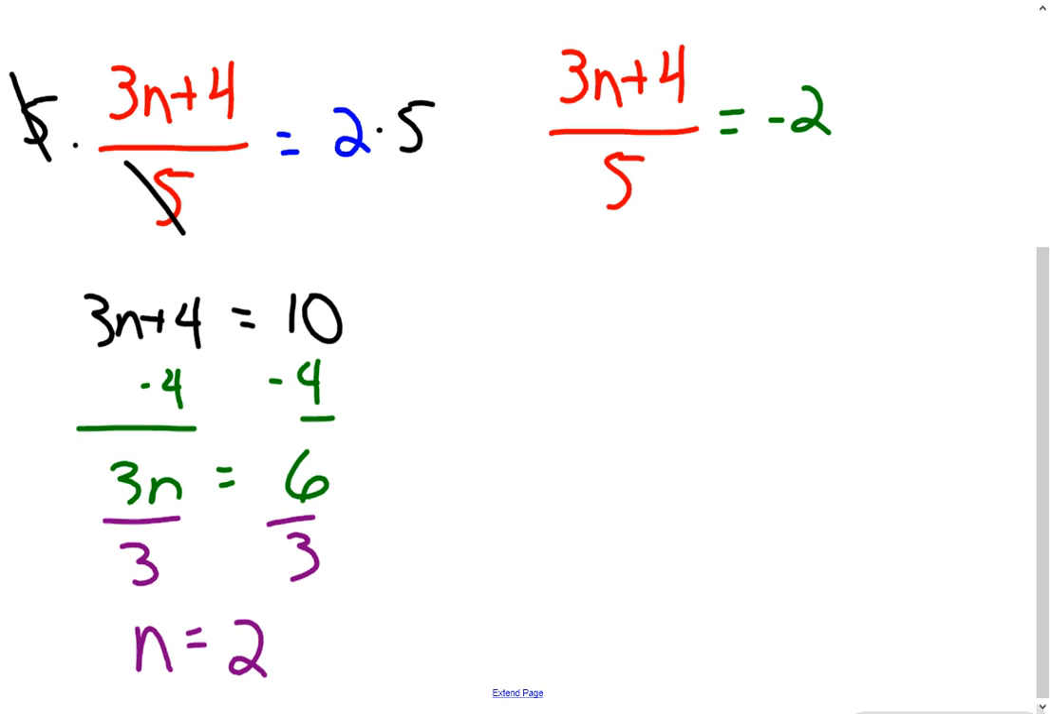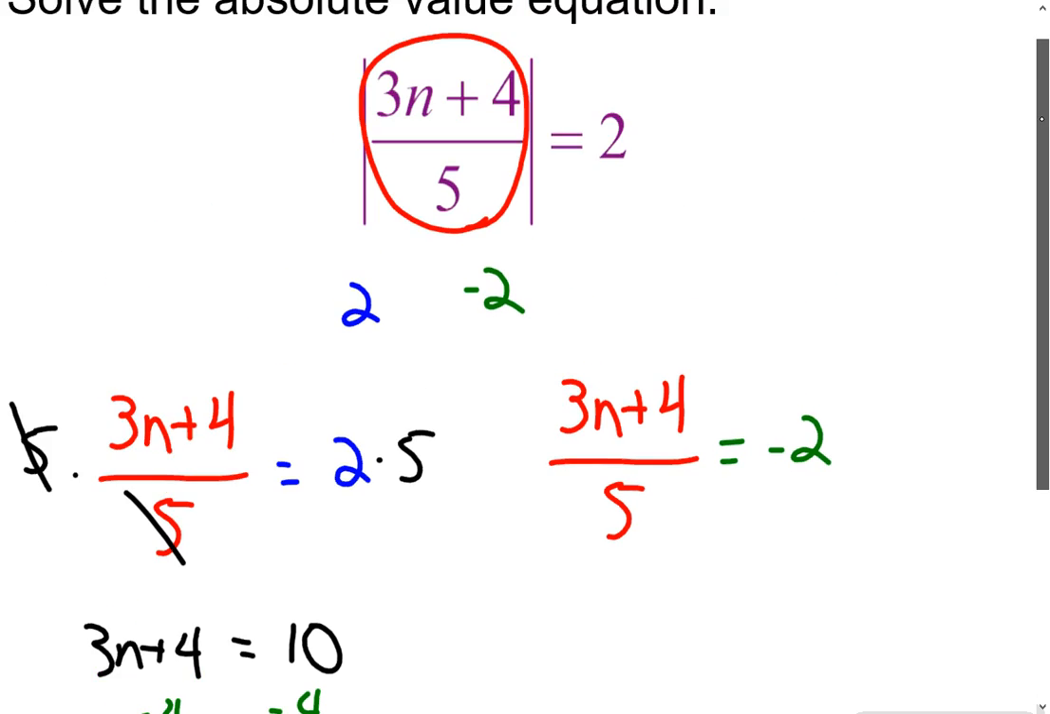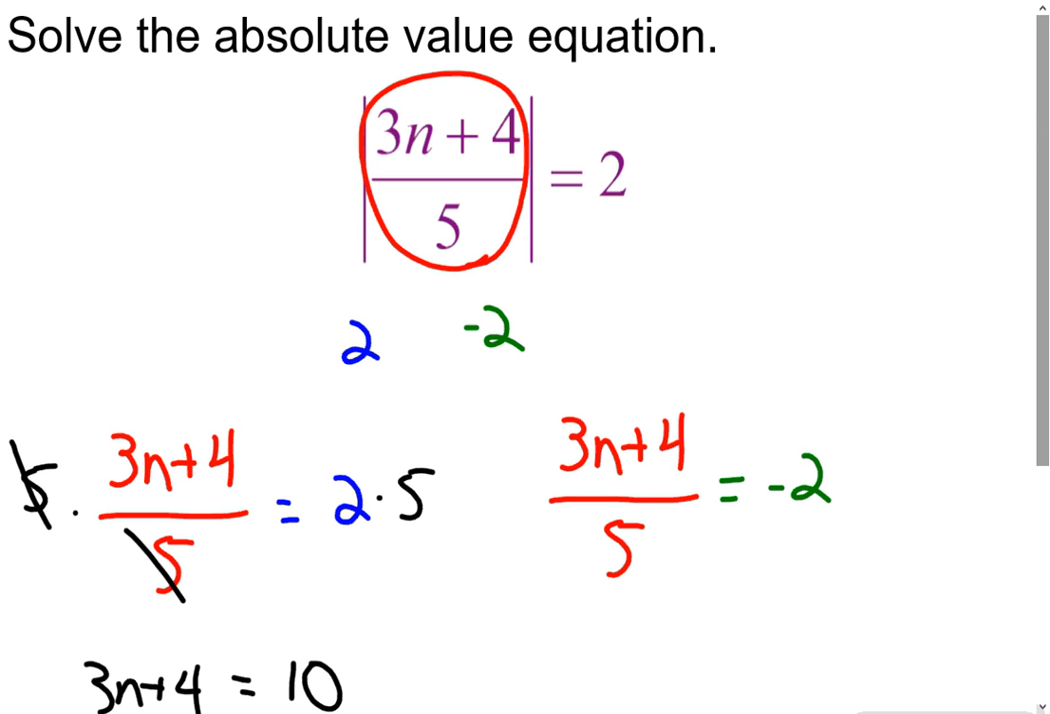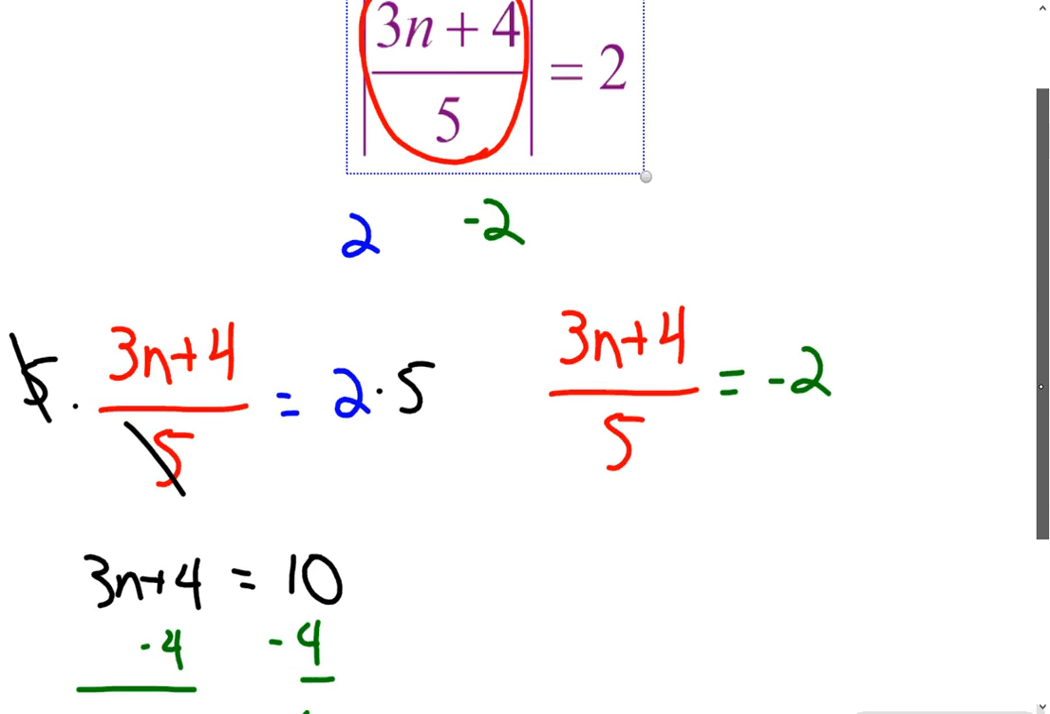And again, if I take this 2, bring it up to my equation, now I'm just going to mentally put it in. So I'm going to look at, I have 3 times 2, that's 6. 6 plus 4 is 10 in my numerator, and 10 divided by 5 is 2. Absolute value of 2 is 2, therefore 2 is a solution.